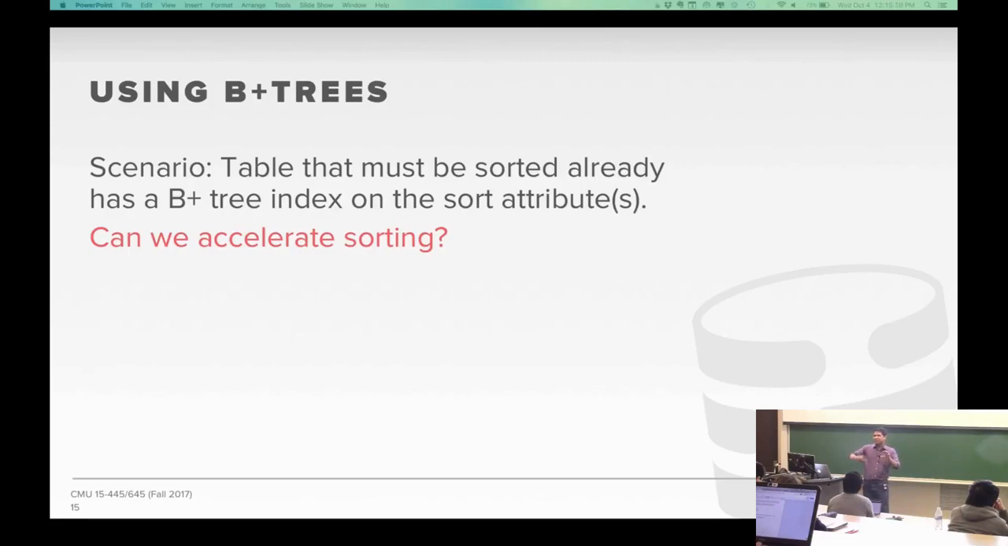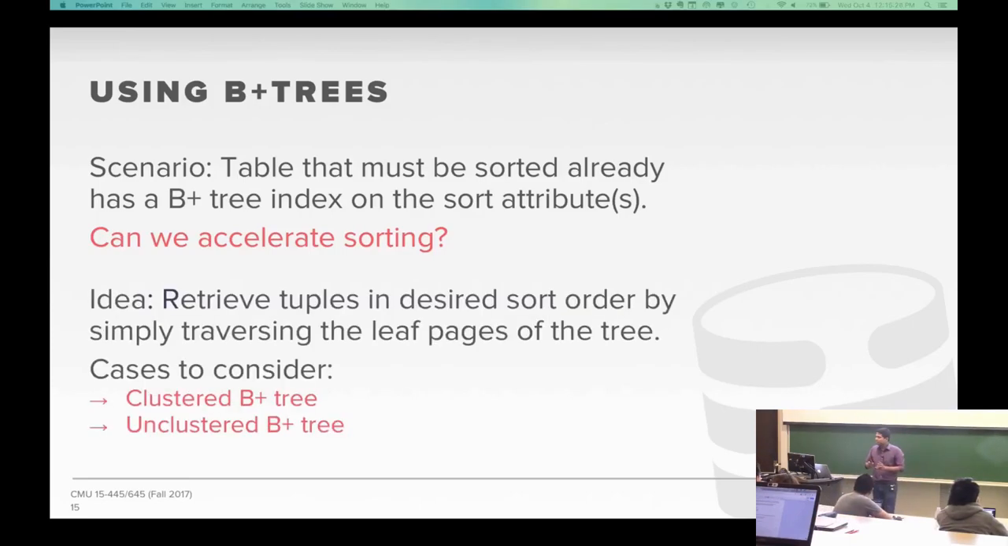Then we don't have to do the scan, right? We don't have to scan the entire table and do this merge sort, right? If you already have an index, how can we actually make use of the index to accelerate the sorting? Yes? Can you scan the leaf nodes from left to right? Exactly, that's correct. So the idea here is to simply retrieve the tuples in the desired sort order by simply traversing the leaf pages of the tree. Because the tree has already sorted all the tuples in the desired sort order, right?